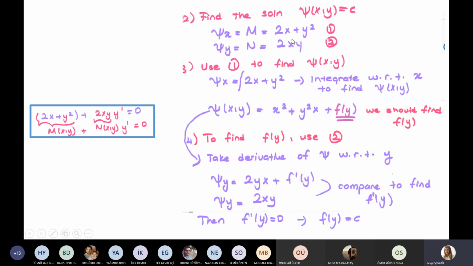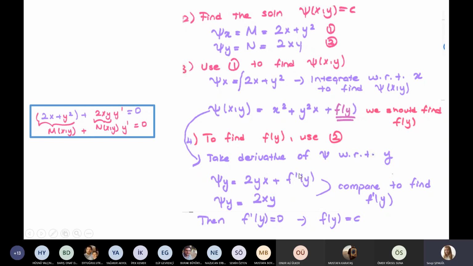Then, to be able to find this solution, phi, we use the first equation first, and I am taking the integral of each side. If I take the integral of each side, I will find the solution. But there is one more unknown that comes once I do that. Because once I take the integral, there can be a function of y here. And to be able to find this function of y, I'm using the second equation. What I'm doing is taking the derivative of the solution I found with respect to y, and comparing it with the second one.